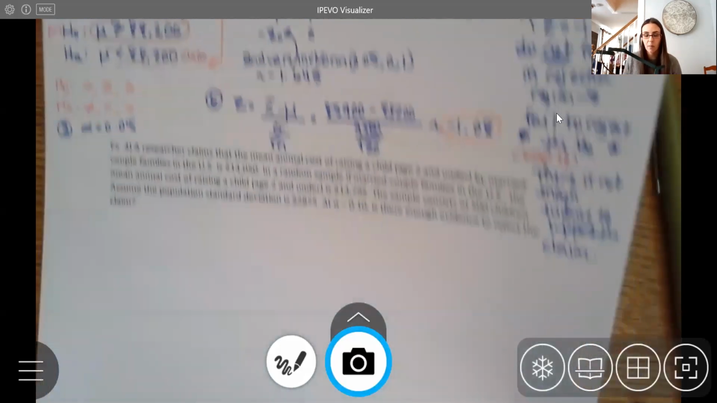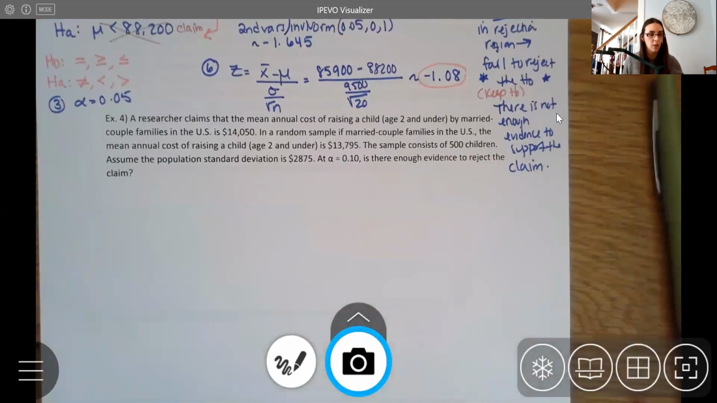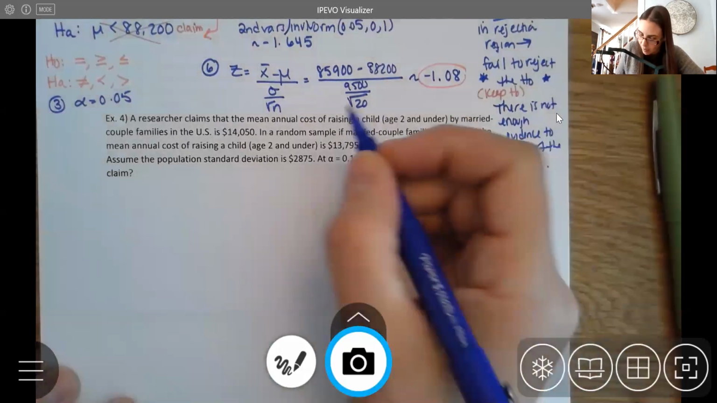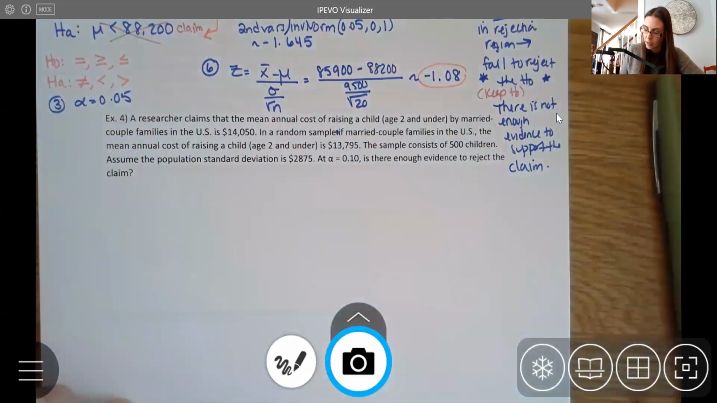All right, let's do another example here. We'll do one more. So a researcher claims that the mean annual cost of raising a child age 2 and under by married couple families in the US is $14,050. In a random sample of married couple families in the US, the mean annual cost of raising a child is $13,795. The sample consists of 500 children. Assume the population standard deviation is 2,875 and alpha is 0.10. Is there enough evidence to reject the claim?